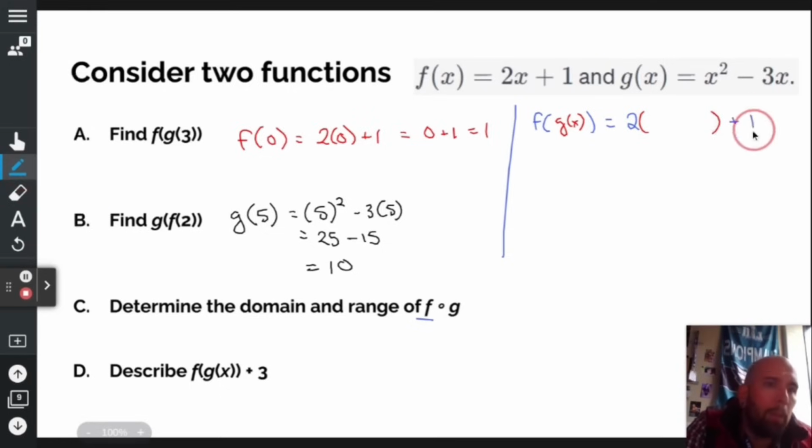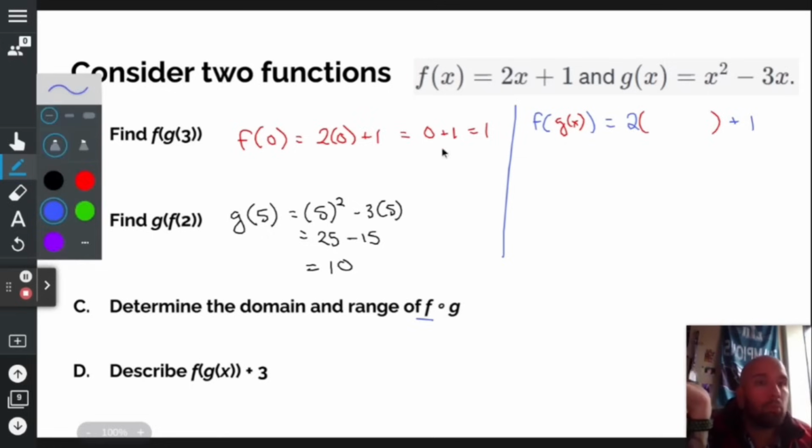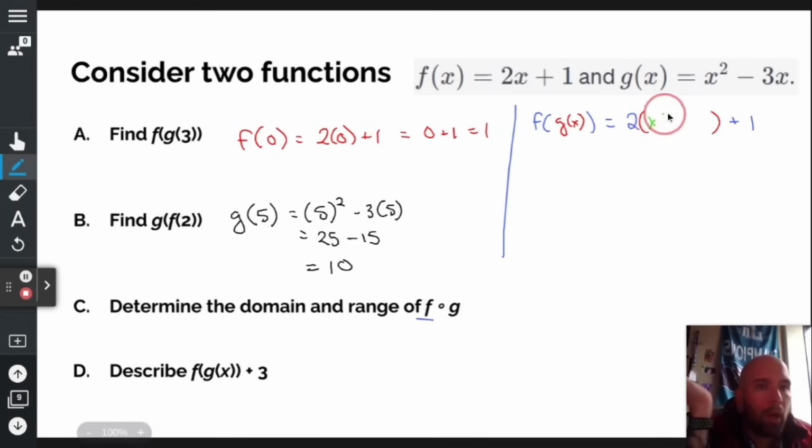plus 1. So g of x is x squared minus 3x. So now it's distributive property. So 2x squared minus 6x plus 1.